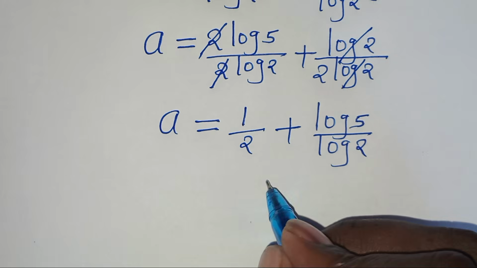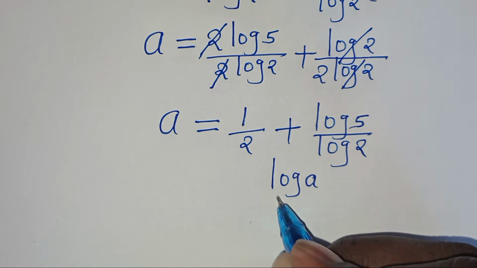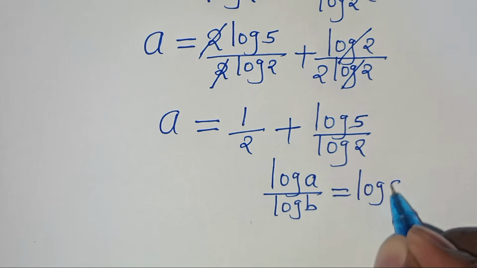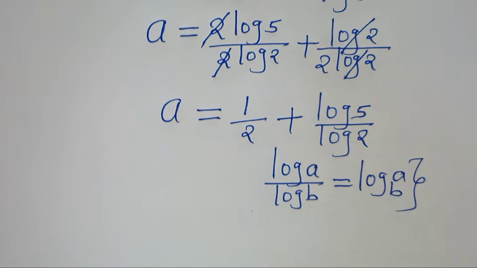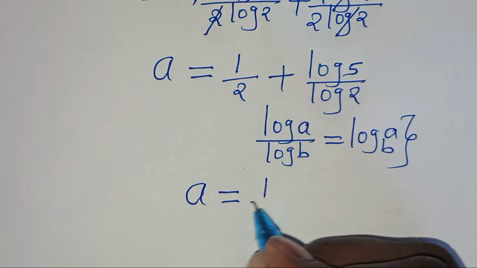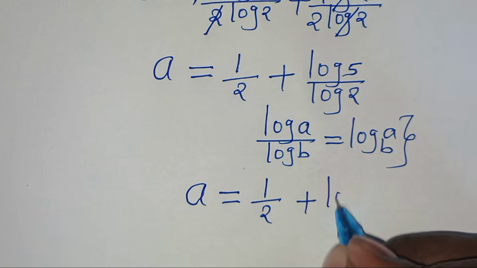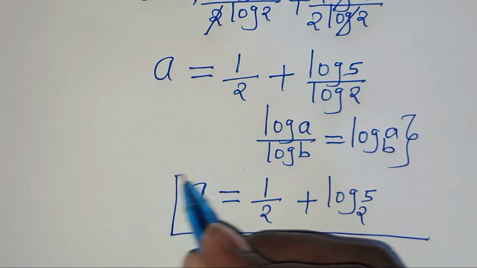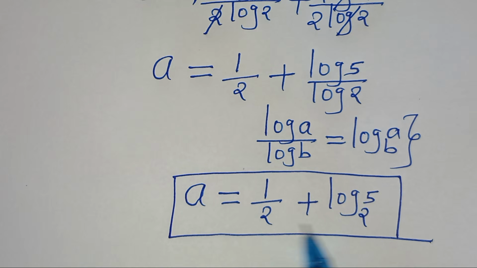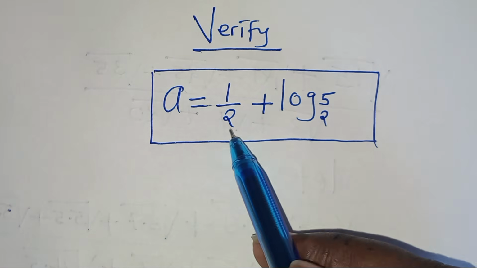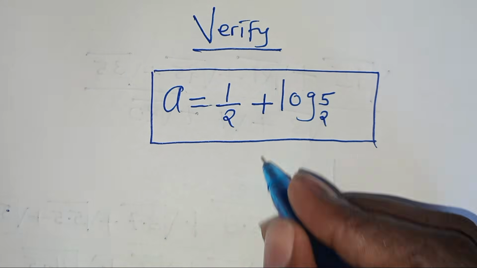Log 5 over log 2, this is in the form of log a divided by log b, which we can express as log a to base b. So that now we can express the value of a equal to a half plus log 5 to base 2. So this is the value of a. So let's check if this value of a here satisfies the equation. Now let's verify that this value of a satisfies the equation.